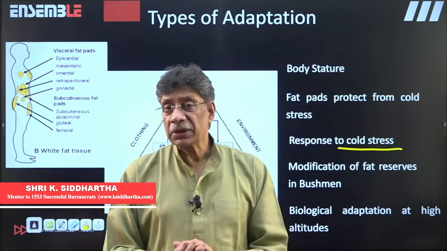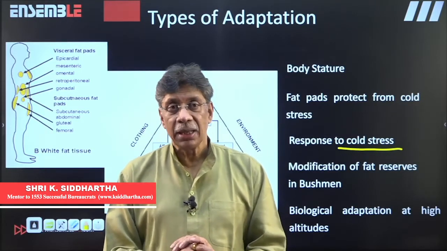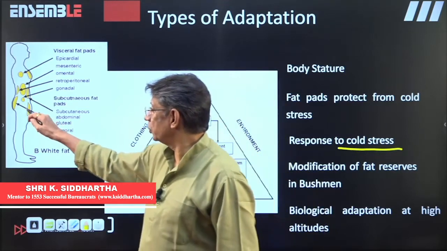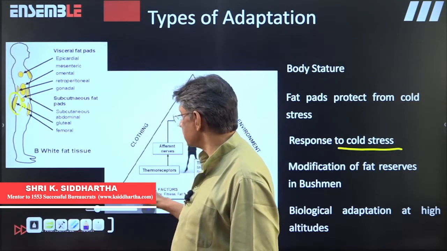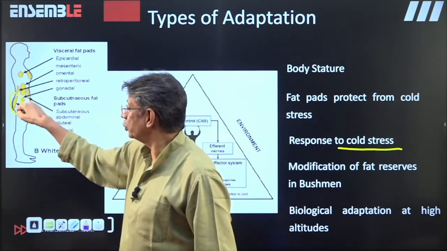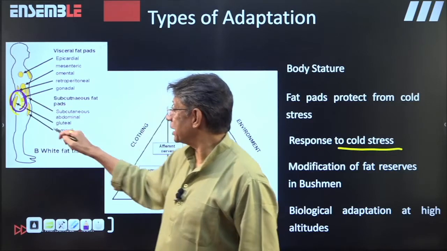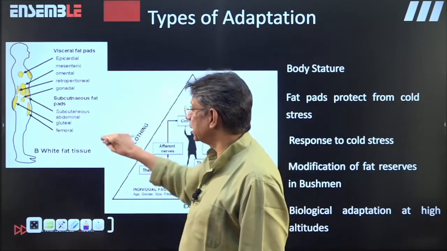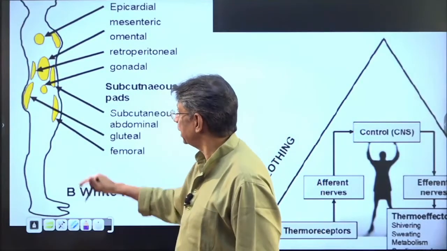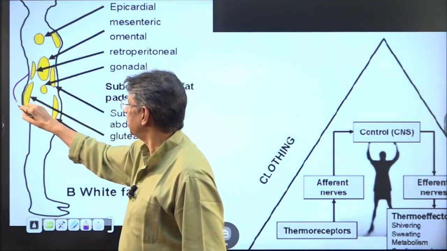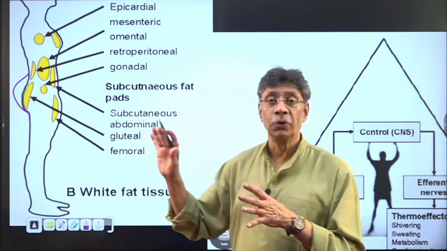Let me pick up another aspect of it, that is the fat reserves in the Bushmen. The fat reserves in Bushmen are basically in the form of these fat deposits. And why are they important in this case? They are in the buttocks, and the buttocks become very, very large, as you can understand. That is how the buttocks of Bushman women go on to be.